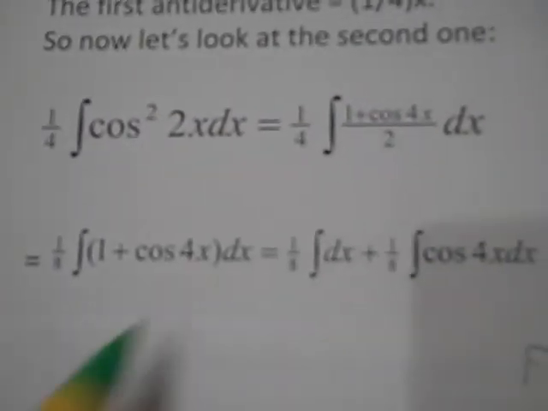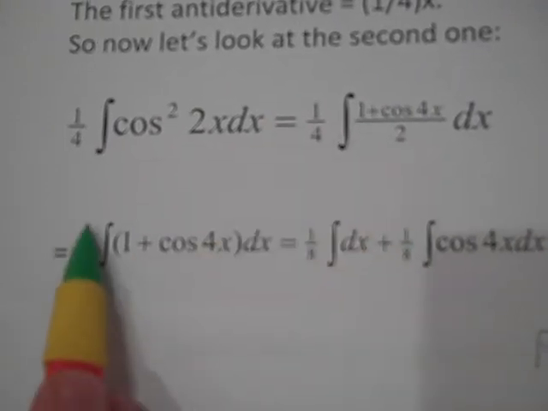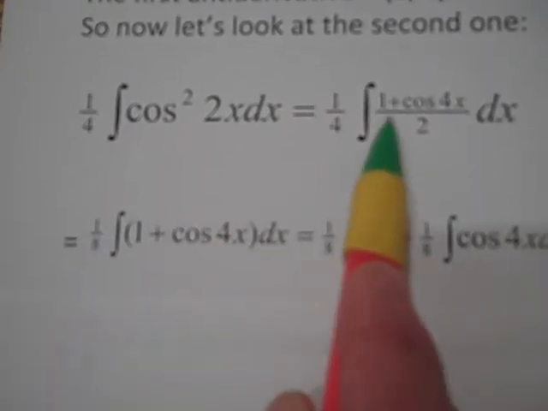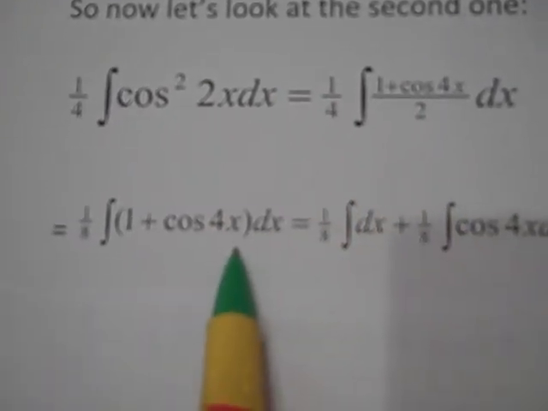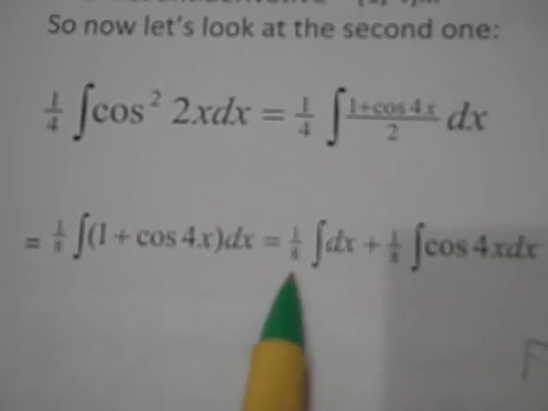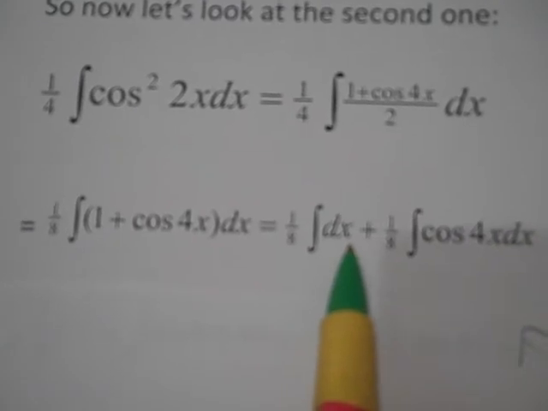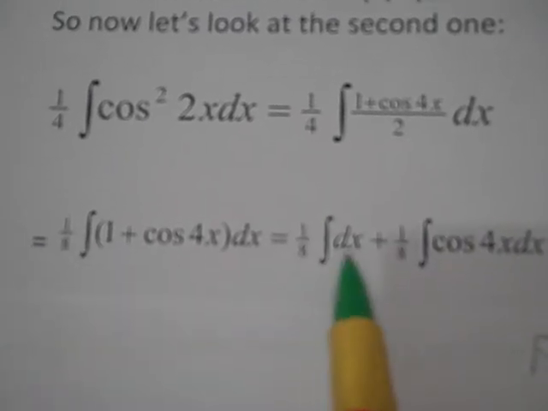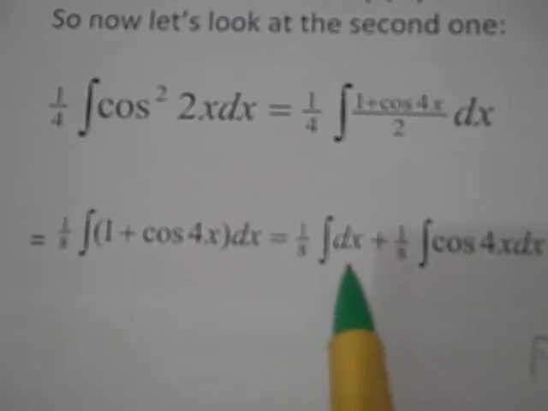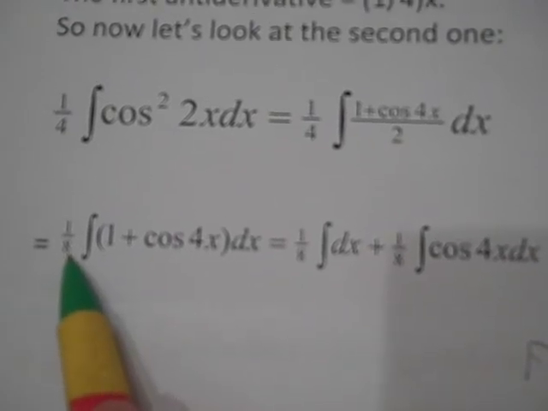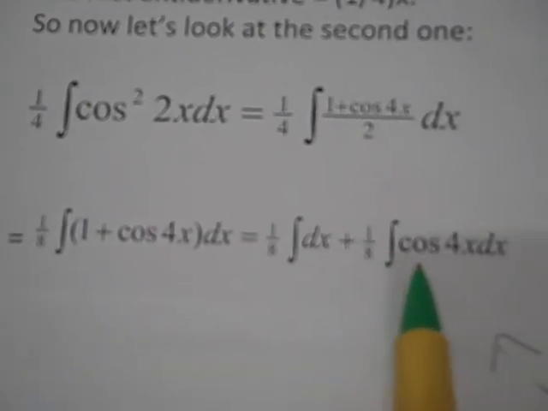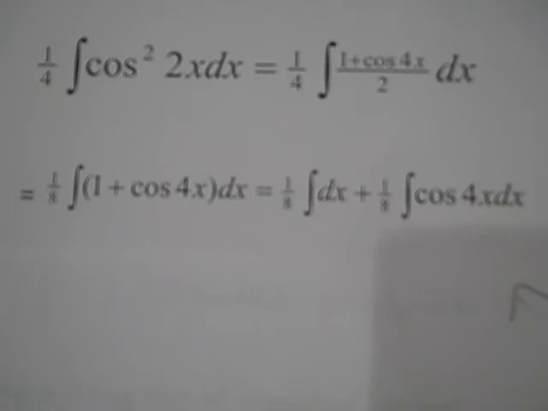Okay, so now let's see. 1/4 times 1/2 is 1/8, and then I have 1 plus the cosine of 4x. I just brought it down. So this 1/8 stays 1/8. Excuse me, no, that's wrong. The integral right here just stays the same. I didn't find an antiderivative yet. All I did was distribute the 1/8. So then I have 1/8 cosine 4x dx.